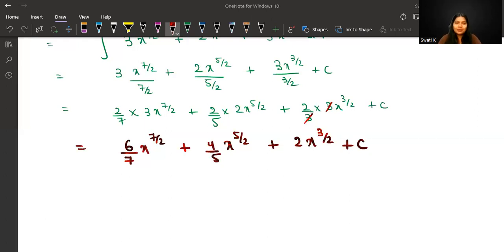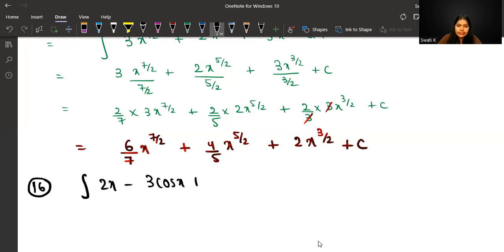Okay, so we have completed our 15th question as well. Now let's move to the 4th last question, which is the 16th question. So let me write down the 16th question. We have to integrate, in the 16th question, integration of 2x minus 3 cos x, very simple question, plus e raised to x dx. Okay.